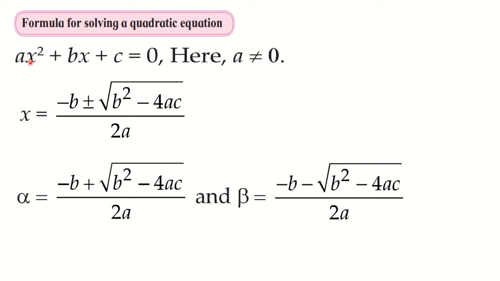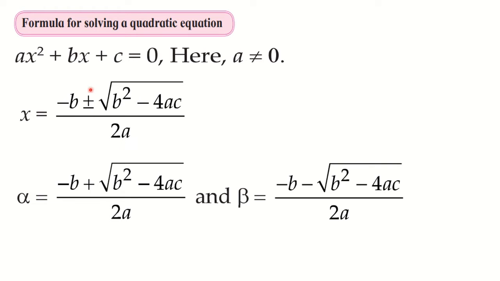If the equation is provided, we can compare it with its standard form and get the values of a, b and c. Then the formula is given to us. In that formula we have to substitute the values and then we find the answer. So the formula here is x is equal to minus b plus or minus under root b square minus 4ac upon 2a.